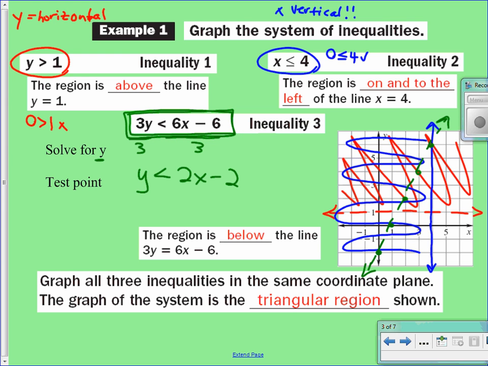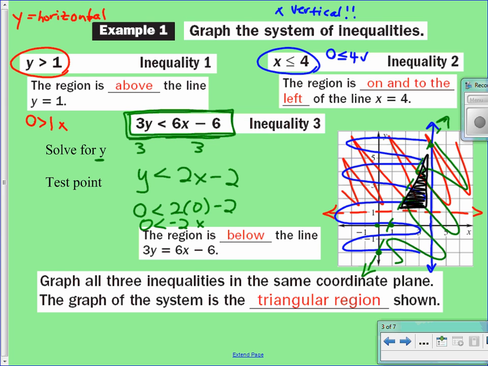Now, I am going to check on my shading for this one single line. If I plug in 0, 0, is 0 less than negative 2? No, it is not. So I don't want to shade the 0, 0, which is right here. I want to shade this part. Now, I know there's a lot on here, and you can do this a lot better with a pencil, but do you see that I have one section that has all 3 shadings? So this piece right here.